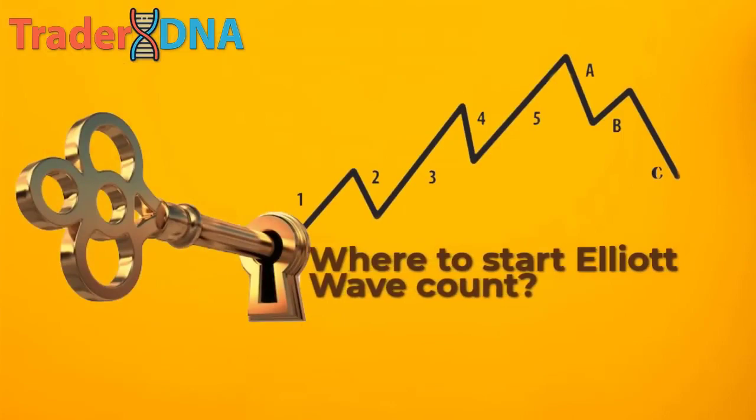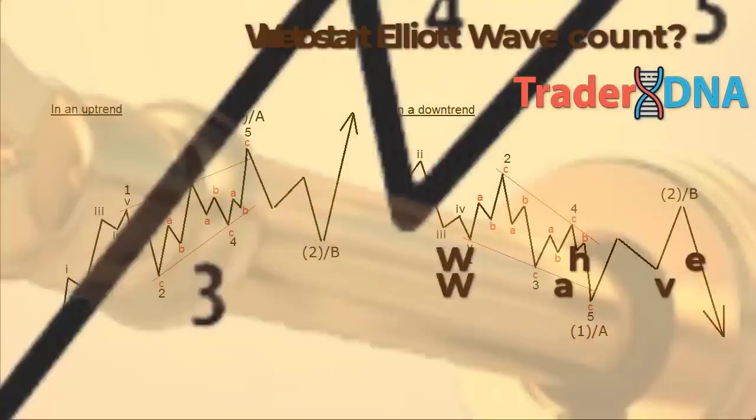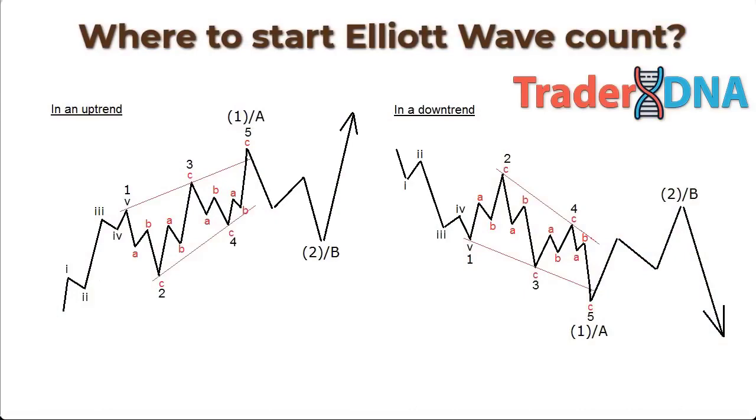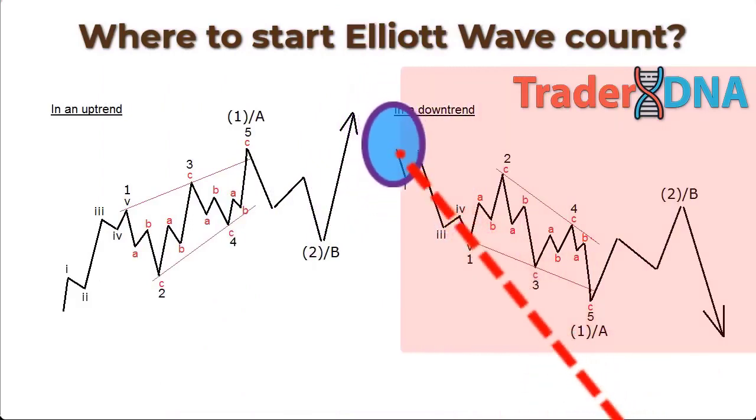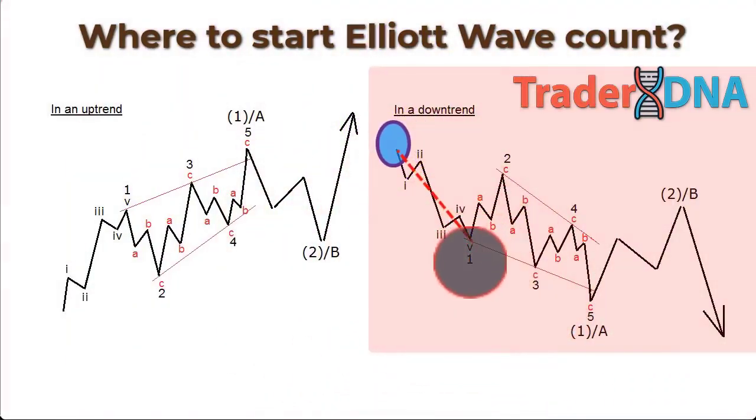To begin an Elliott wave count, traders have several methods they can use, but the best approach is to start at either an extreme swing high or low. For example, starting the count at a high identifies a movement to the downside, while starting at a low identifies a movement to the upside.